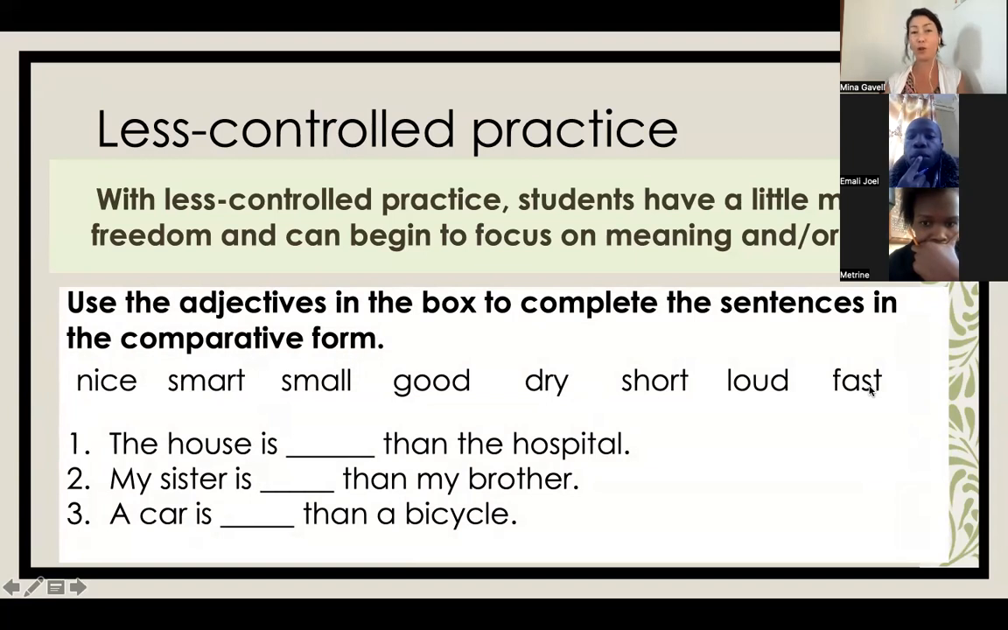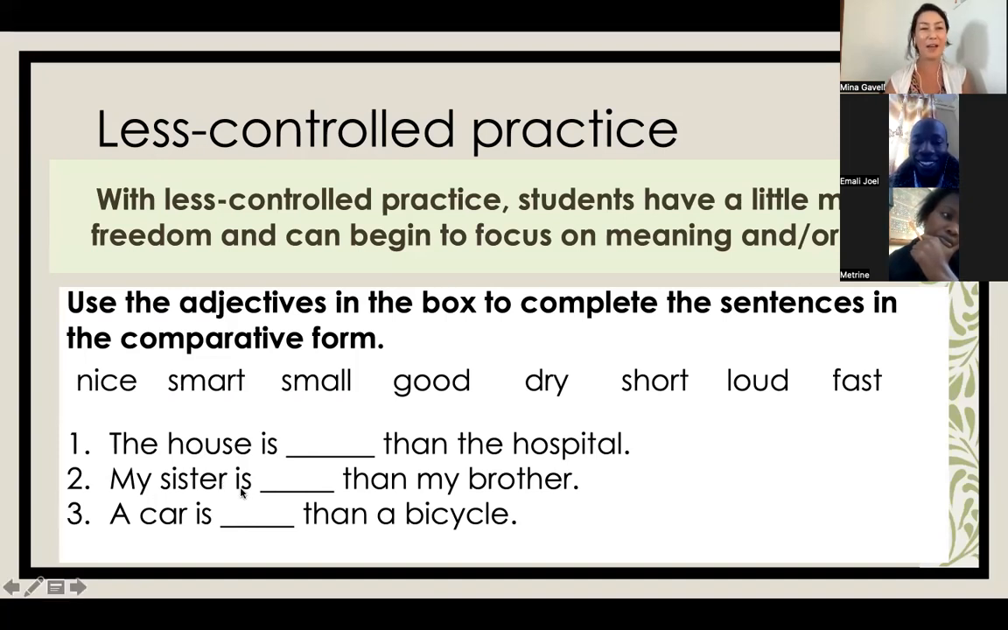Some of the adjectives don't make any sense. For example, if I say the house is louder than the hospital, that doesn't make any sense. It's correct form, but the meaning is weird. But there are some different choices. Maybe the house is smaller than the hospital. Maybe the house is nicer than the hospital. The house is really nice and the hospital is not very nice.